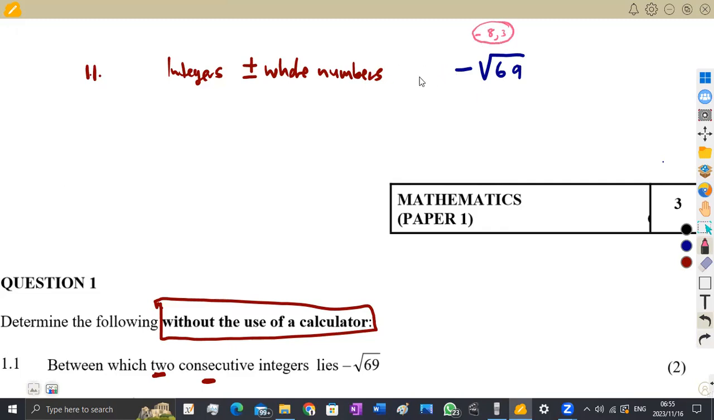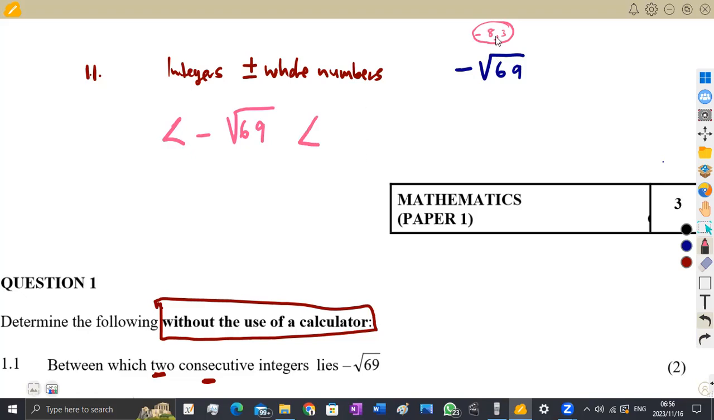What can be the boundaries? Because they're saying between which integers, and this number here, negative 8,3, is not an integer, because it has a decimal. An integer talks about positive or negative whole numbers. So we are saying the negative square root of 69 must lie between 2 numbers. It must be greater than a certain value, and it must be less than a certain value.